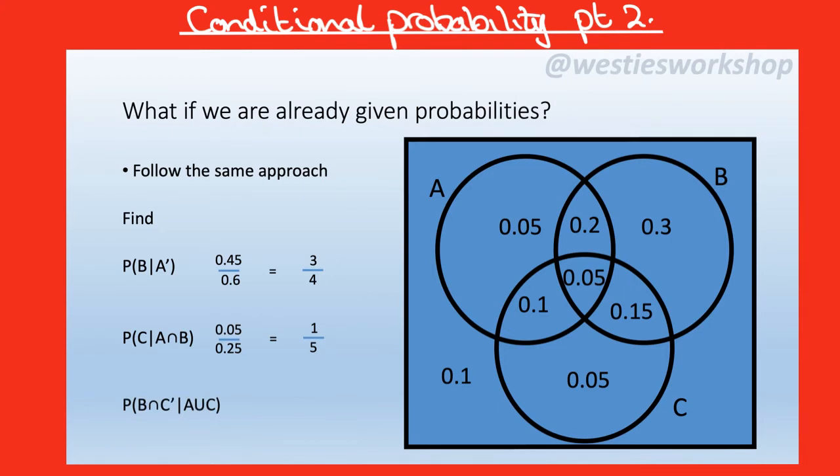The probability of B intersection not C, given that A union C. So first find A union C, which is equal to 0.6. Now find B intersection not C, which is 0.2. So the probability is 0.2 divided by 0.6, which is equal to 1/3.